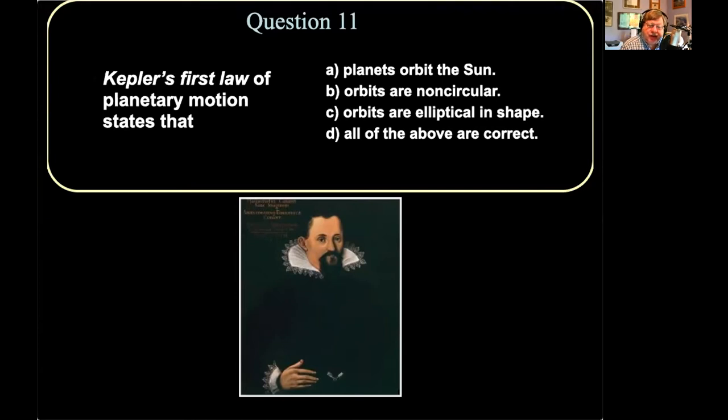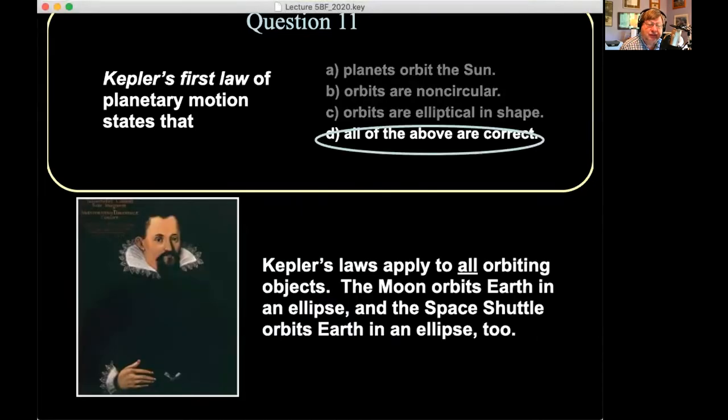And in this case, all the above are correct. The orbits are, for the most part, non-circular. I suppose there could be a perfectly circular orbit, but that would be statistically unusual. Orbits are elliptical in shape, most definitely. That the planets orbit the sun is certainly part of it, but certainly the most important one is that orbits are elliptical in shape. But the way this question is worded, all of them are correct.